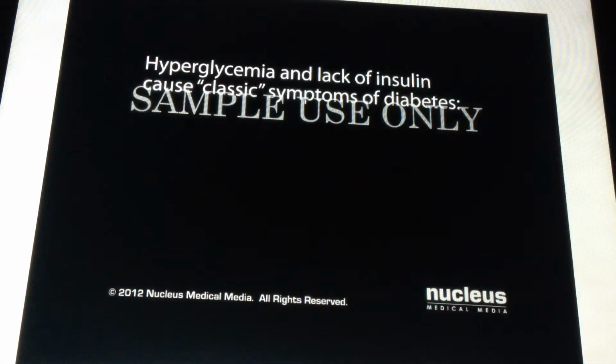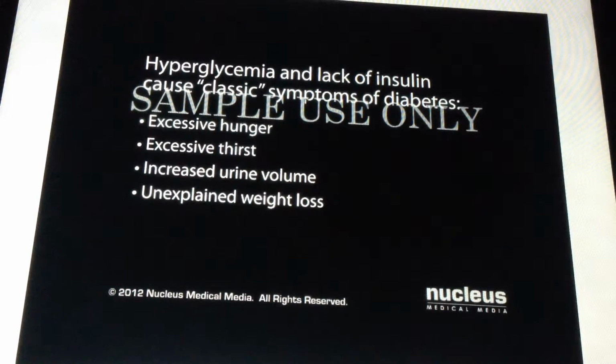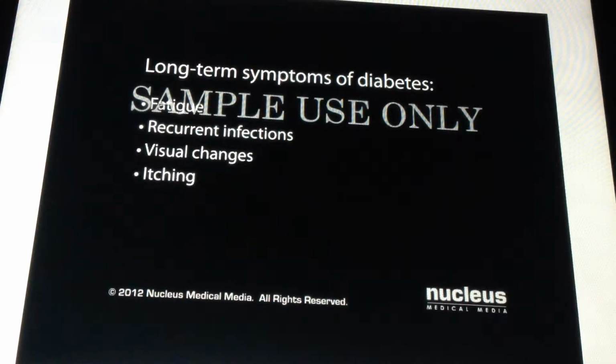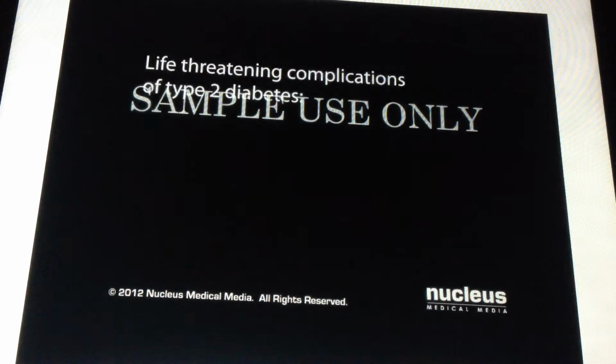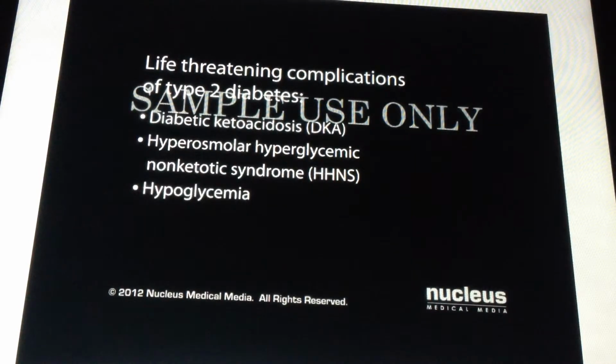Due to hyperglycemia and the lack of insulin, you may experience the following classic symptoms of diabetes: excessive hunger, excessive thirst, increased urine volume, and unexplained weight loss. Symptoms of type 2 diabetes that may appear over time include fatigue, recurrent infections, changes in vision, itching, and tingling or prickling sensations in your skin. Life-threatening complications of type 2 diabetes include diabetic ketoacidosis, hyperosmolar hyperglycemic non-ketotic syndrome, and hypoglycemia.